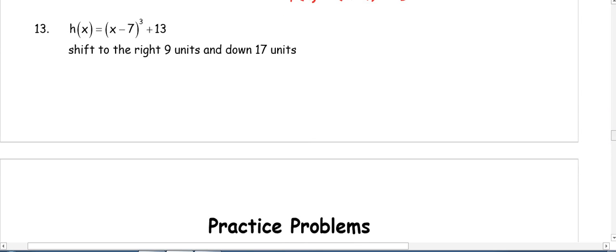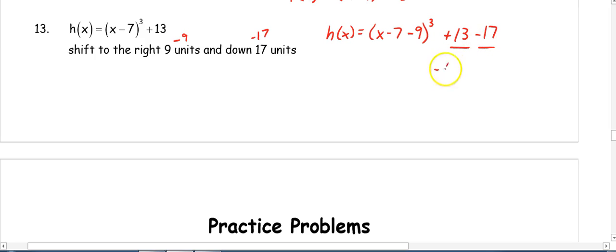Number 13, h of x equals x minus 7 cubed plus 13. So in this case, we're going to go right 9, so minus 9, and down 17, so minus 17. So we would have h of x equals, parenthesis, x minus 7 was the original, minus 9 for our movement right, cubed, plus 13 minus 17, because we're going down 17. So 13 and 17 can combine to become minus 4. Negative 7 and negative 9 can combine in the parentheses. So we have h of x equals, parenthesis, x minus 16 cubed.